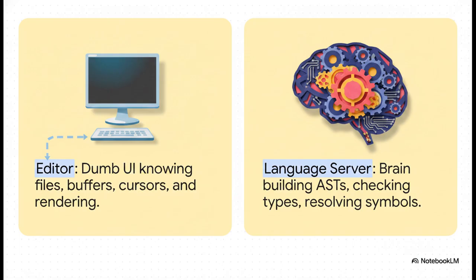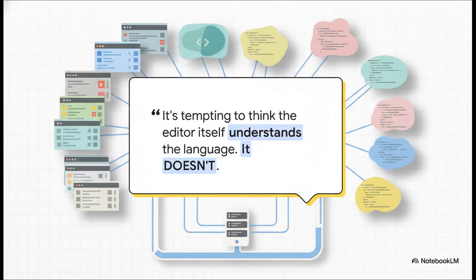The real heavy intellectual lifting is done by a totally separate background process called the language server. Think of this as the genius brain. The language server is what parses the code, builds the abstract syntax trees, checks your types, and resolves symbols. So the absolutely crucial point here is this. It's tempting to think the editor itself understands the language. It doesn't.